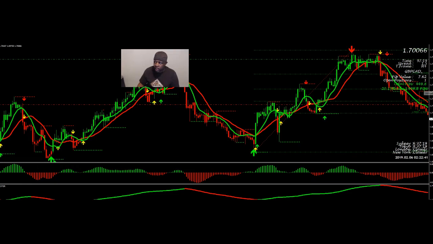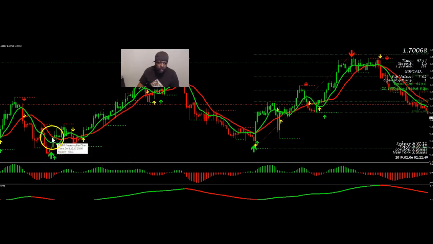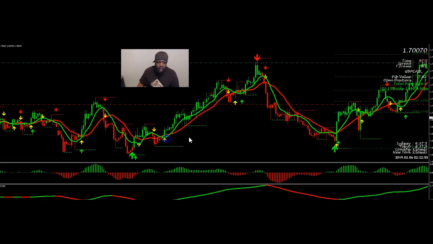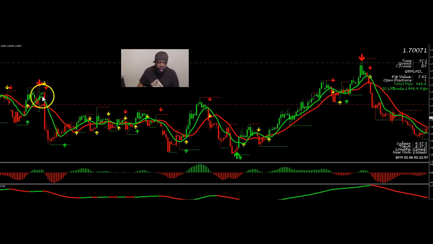Boom, triple arrows right there. That's the one I want to show you. See, triple arrows, boom, boom. Cross the moving averages, candle closed above, and we hop right into the trade. And you can see this all day long. See, there we go again. Boom, boom, and it went down.